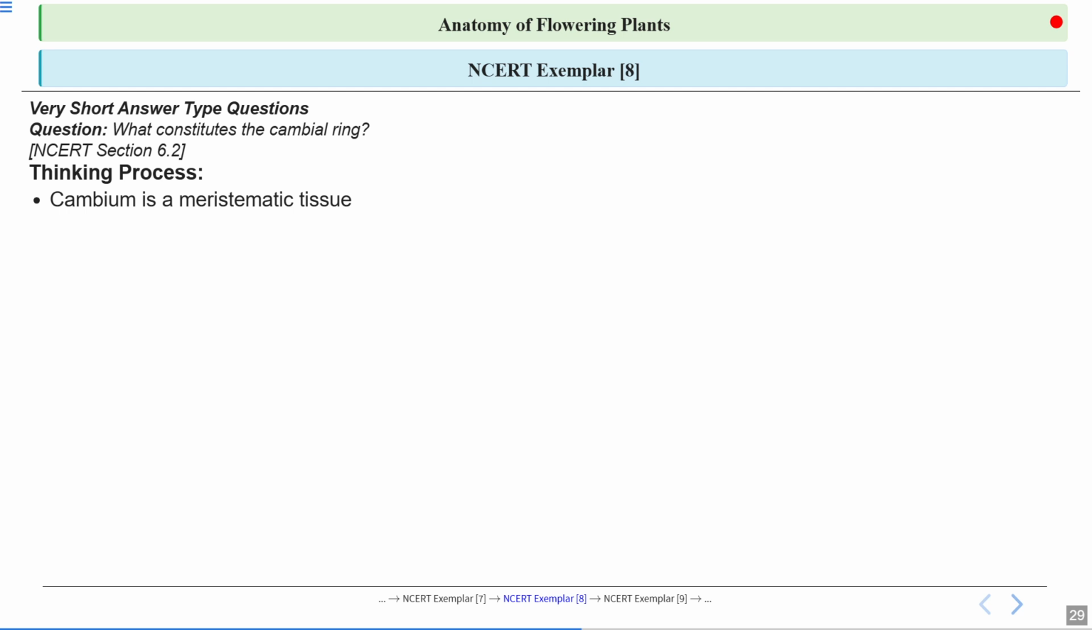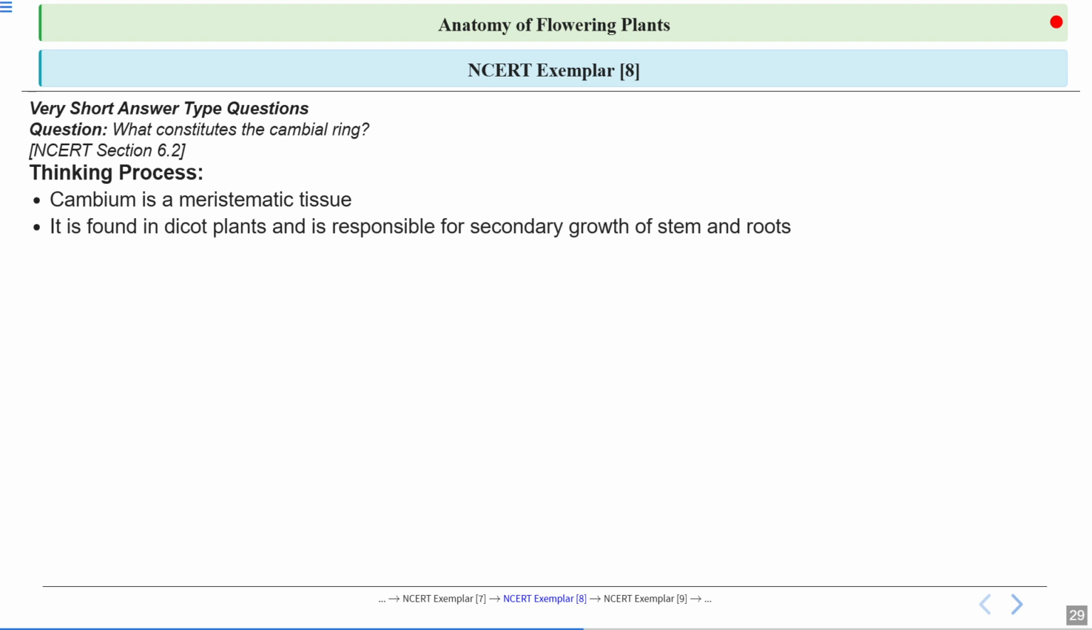Cambium is the meristematic tissue. Yes, cambium is a type of meristematic tissue, and it is present where? It is present in the vascular bundle between xylem and phloem, right? So it is found in the dicot plant, and it is responsible for the secondary growth of stems and root.